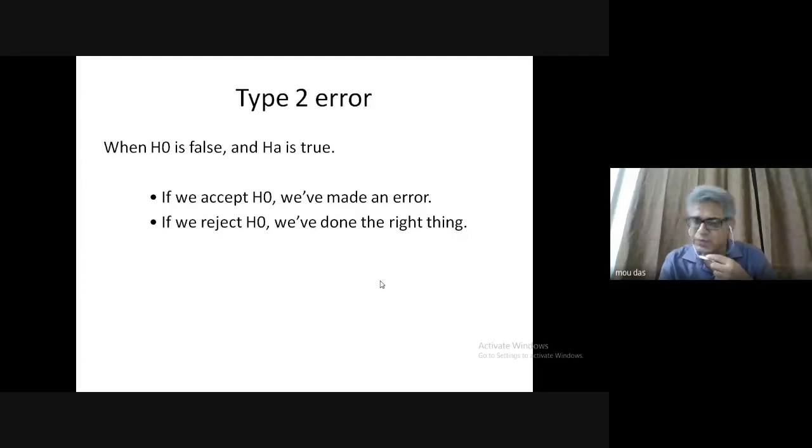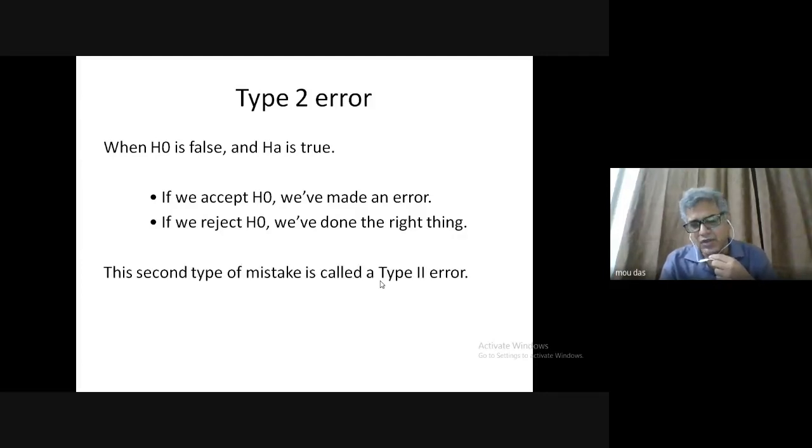If you reject the null hypothesis, we have done the right thing. But if you don't, we have made an error. This type of mistake is called a type 2 error.